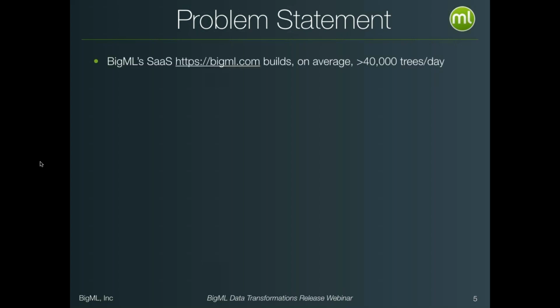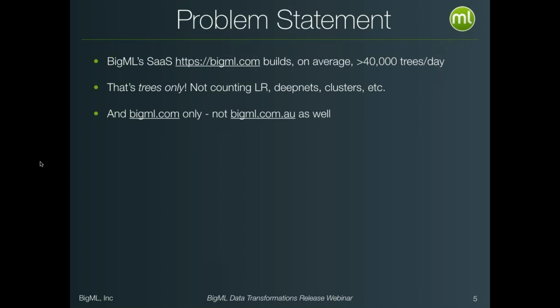For example, our software as a service site running at BigML.com builds upwards of 40,000 trees per day. That's trees only. No, we're not talking about any other resources, not logistic regression, deep neural networks, nothing else. And that also doesn't count our second software as a service site, BigML.com.au, for the Southern Hemisphere. And for all of those trees, we need to ensure that each one starts processing and finishes as quickly as possible.